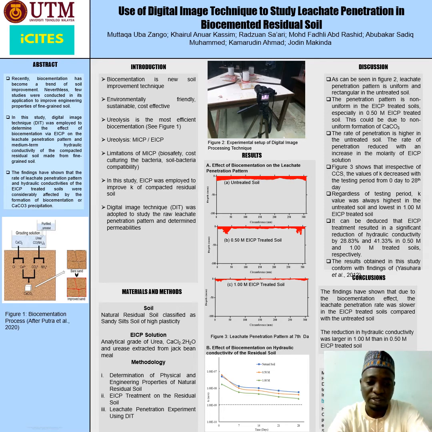Methodology. First of all, physical and engineering properties of the natural soil were determined. Then the soil was treated via EICP method through mixing and compaction. The soil was mixed with the prepared EICP solution and compacted according to British Standard Light compaction. Then the samples were cured. After curing, they were subjected to leachate penetration experiment using DIT technique as shown in figure 2.